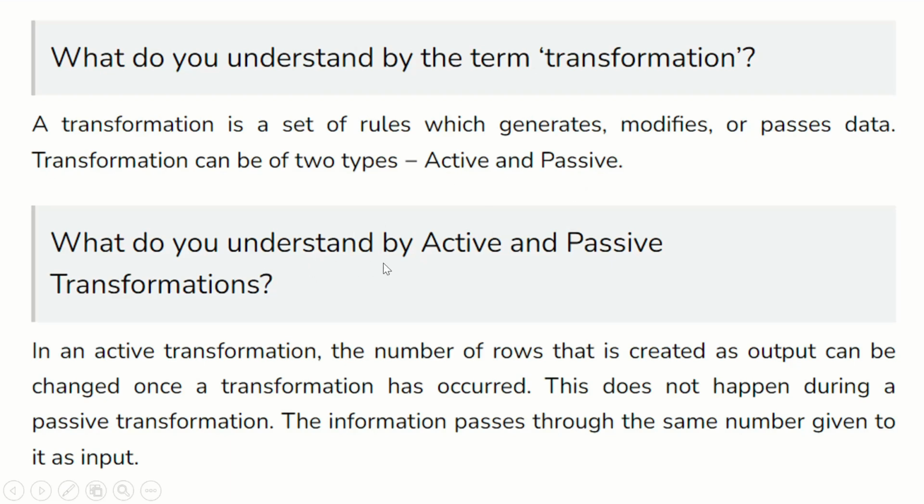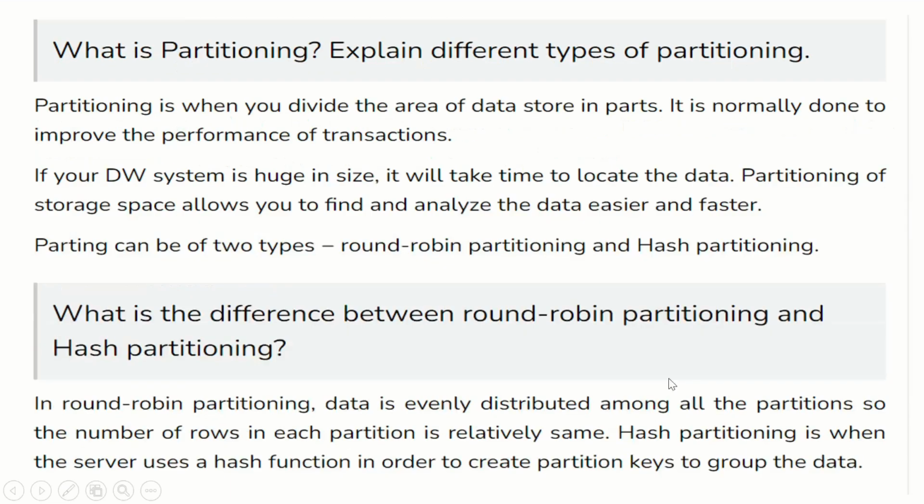What do you understand by active and passive transformations? In an active transformation, the number of rows that is created as an output can be changed once the transformation has occurred. This does not happen during the passive transformation. The information passes through the same number given to it as input. What is partitioning? Explain the different types of partitioning.